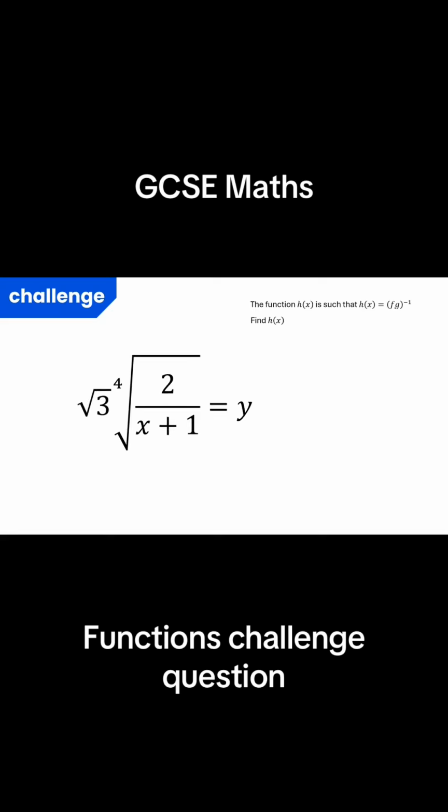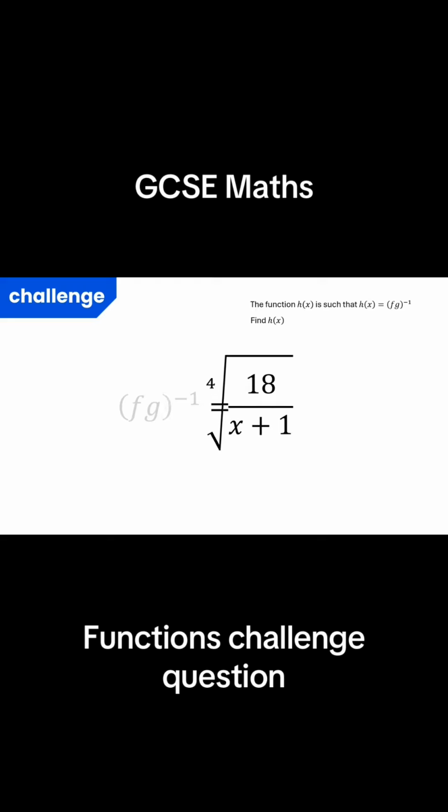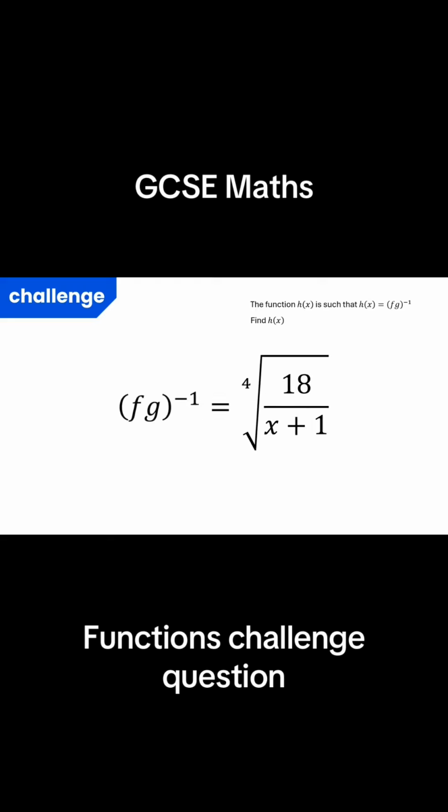So finally, just to tidy up, I'm going to take that square root of 3 inside the fourth root, making it a 9. And there we have it, we've worked out the inverse of the composite function fg. From the question we know this is defined as the function h of x. Now that's about as hard as these questions are going to get.